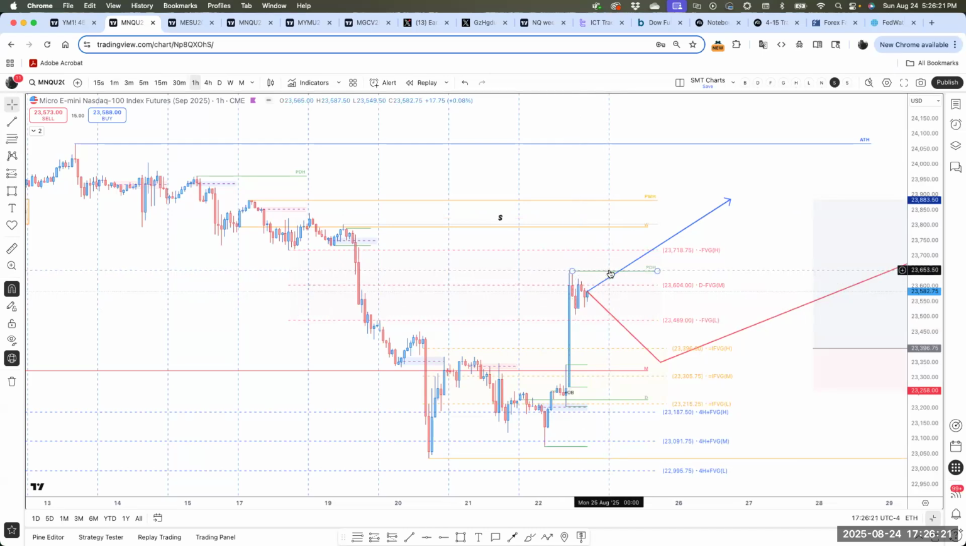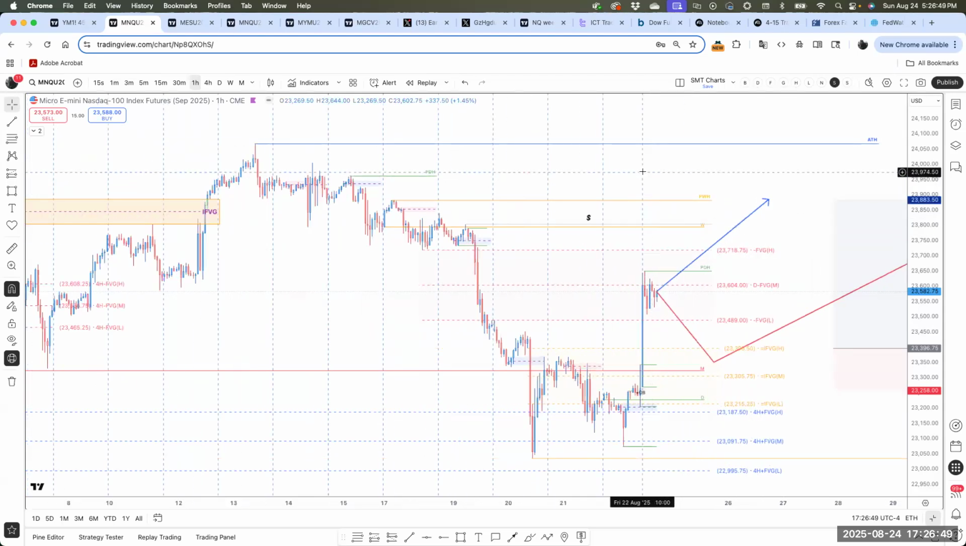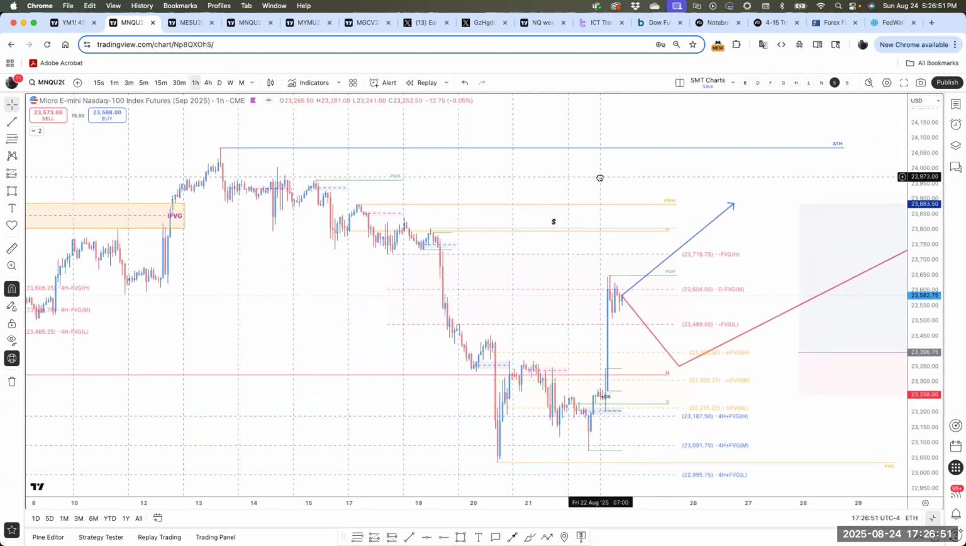We should gap through this high. We should see price action hold above the middle, which is 23,604. We shouldn't see a lot of price action below this area right here, and then we should start seeing closures above 23,718.75 and so on. So this will be what I'm looking for on NQ.